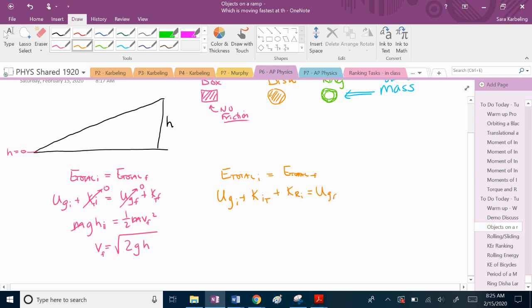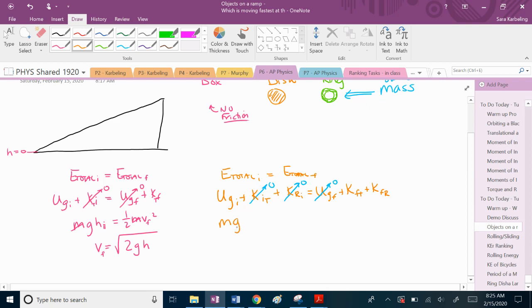So UG final plus kinetic final for translational plus kinetic final for rotational. I guess I wrote those backwards last time and I apologize. So let's take a look at here what's going on. So we can say that at the beginning there is no kinetic energy of either type, and at the end there is no gravitational of any type as well. So we've got the same sort of situation here.